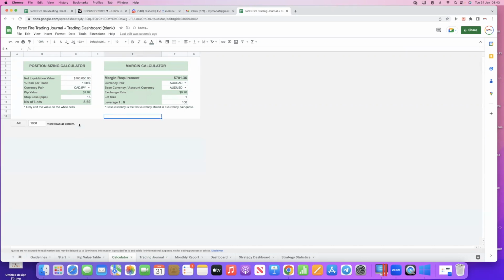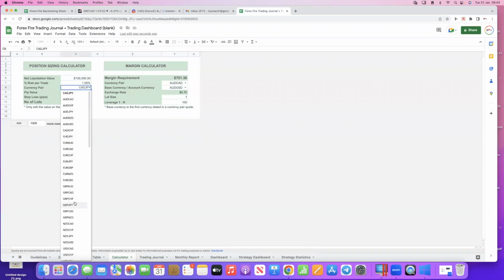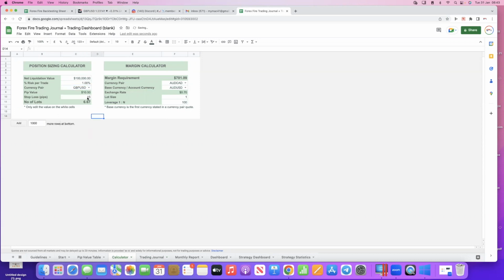We've got our 100,000. We want to risk 1% per trade. If we just go down to something like GBP USD at the moment, and then again, the stop loss, we'll be putting the stop loss in here. Let's see if it was an 8 pip. That would be the number of lots that we would use, okay? The margin calculator, I'm not particularly using at the moment.